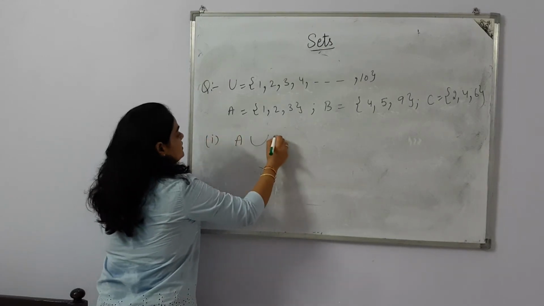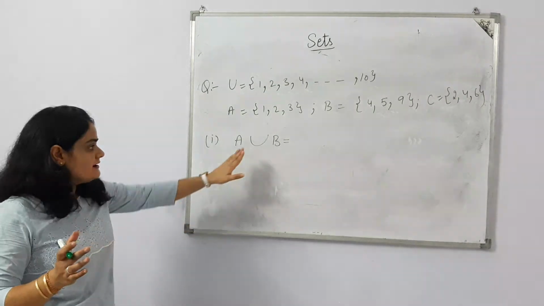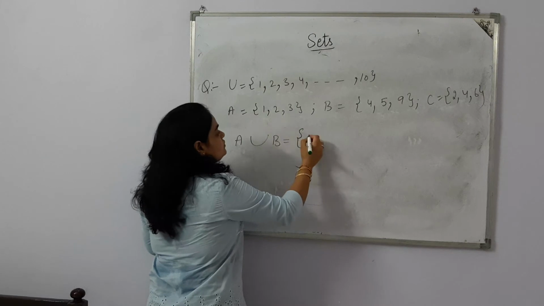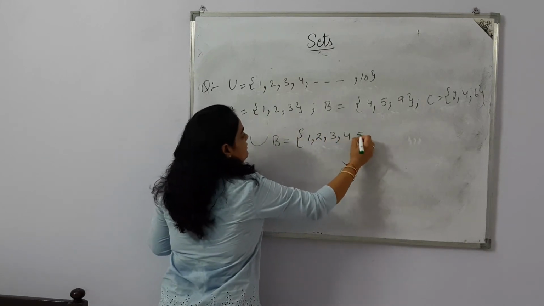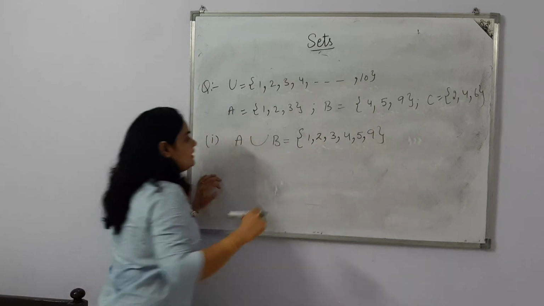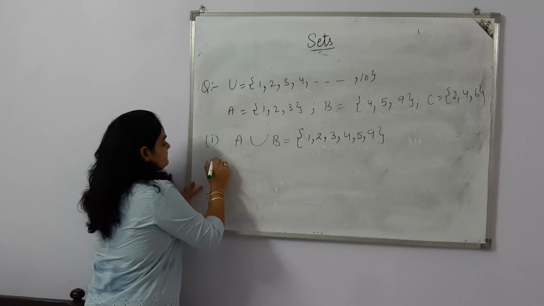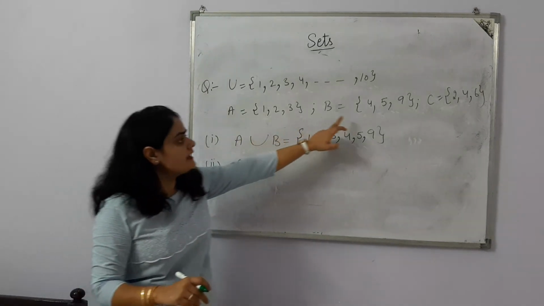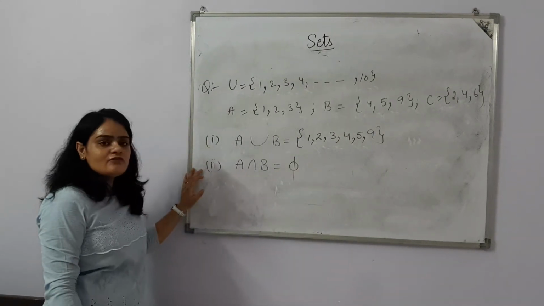the first part, A union B. So A union B means we have to club the elements. That set contains all the elements of A as well as all the elements of B. So A contains 1, 2, 3 and B contains 4, 5, 9. So A union B is 1, 2, 3, 4, 5, 9. Okay. If we talk about A intersection B, there is no common element in A and B, so it is the empty set.